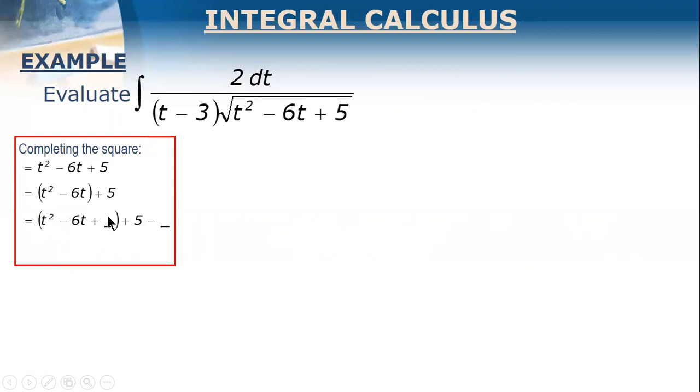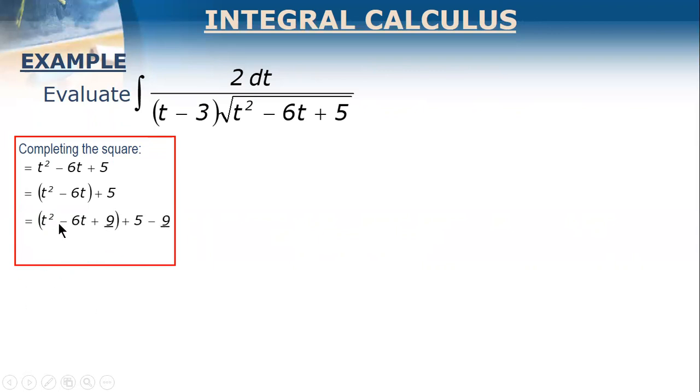So how to get this third term? Completing the square: you divide the coefficient of the first degree term, 6, by 2. 6 divided by 2 is 3. The result you square. So 6 over 2 is 3, 3 squared is 9. And since you added 9, you also subtract 9, so that in effect it is 0.